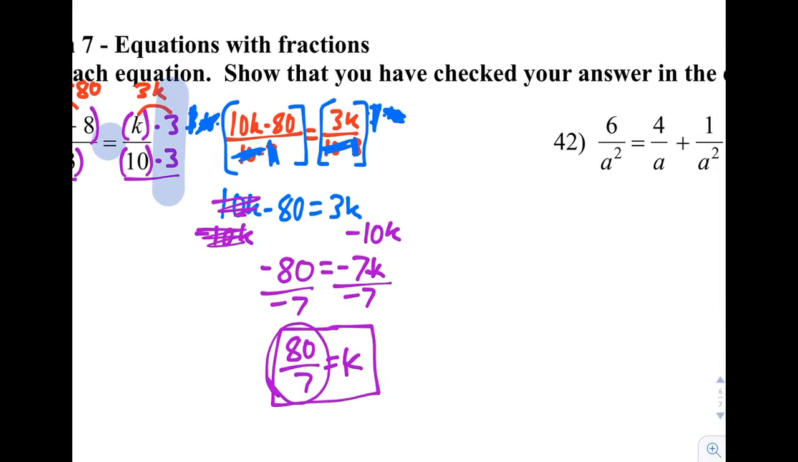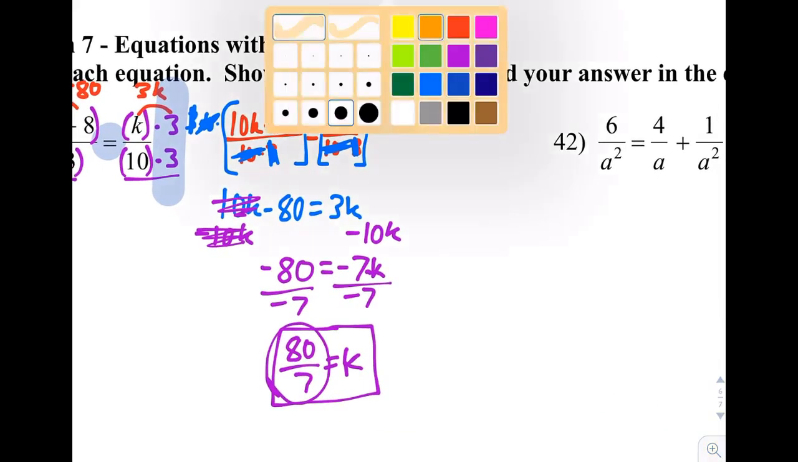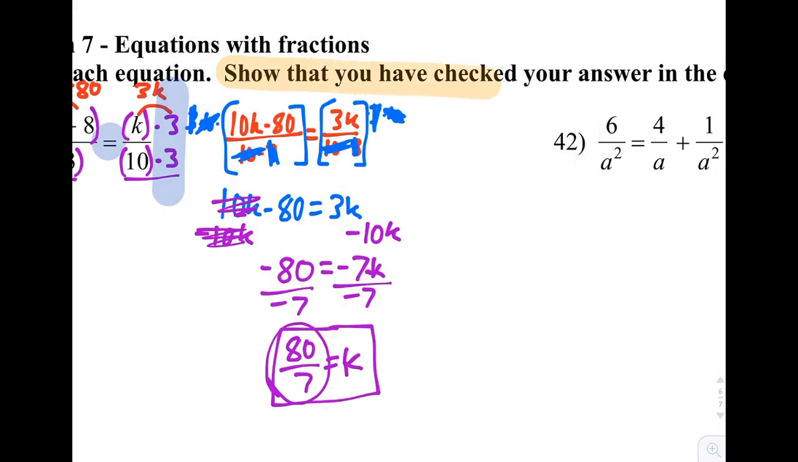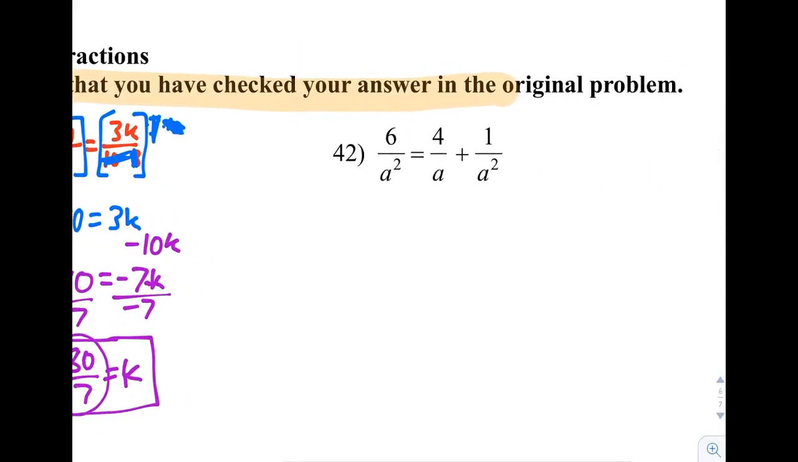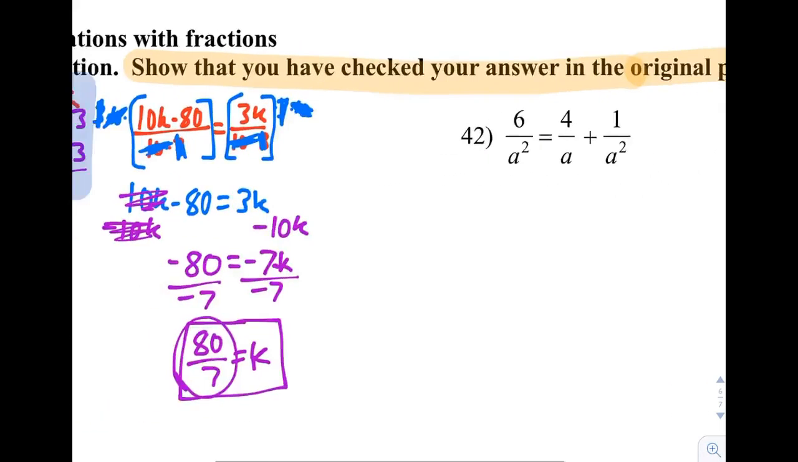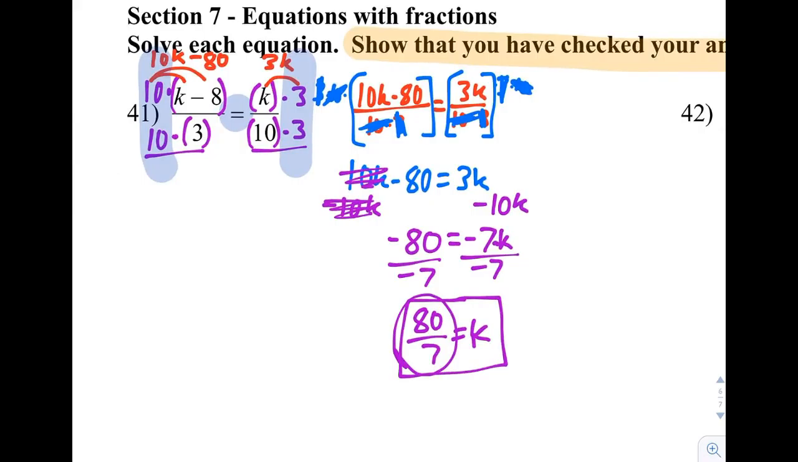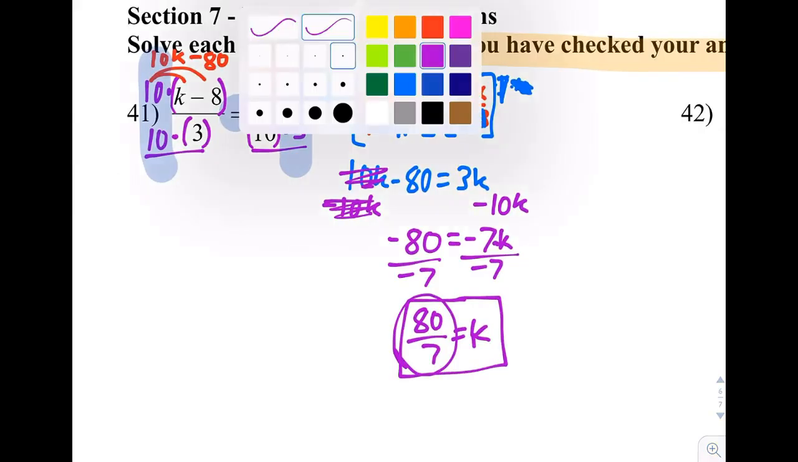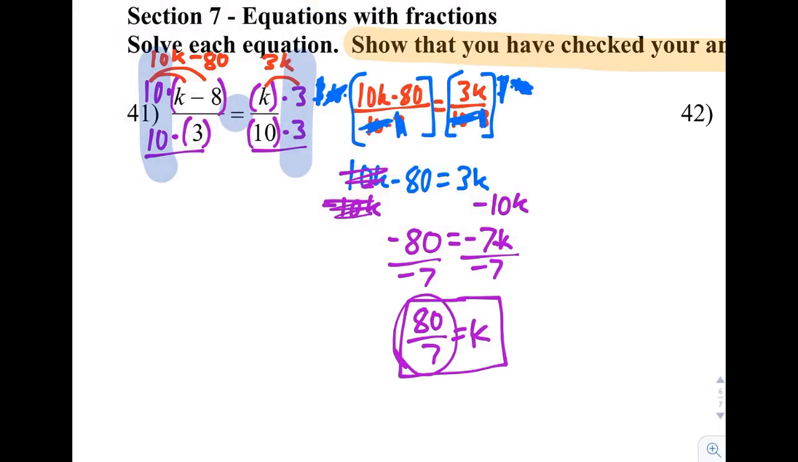One thing that it does ask you to do on each problem is to show that you have checked your answer in the original problem. And that is something that we'll be looking for on all of the assessments, including the quizzes. So make sure that you are plugging your answer back into the original problem to see that it works. And so here's how we're going to check this. We're going to take the original problem, k minus 8 over 3 on the left side, and we're going to replace k with 80 over 7.